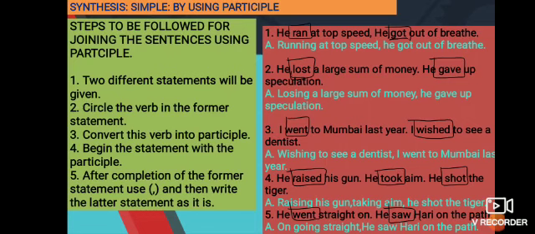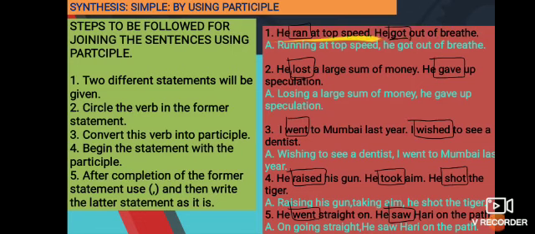Say for example, he ran at top speed, he got out of breath. So there are 2 finite verbs. Now children, as I taught you in the previous session, we go with the finite verbs first, because a simple sentence can have only one finite verb. So if there are 2 finite verbs, you have to change one of the finite verbs into a non-finite verb using a participle, that is ing.